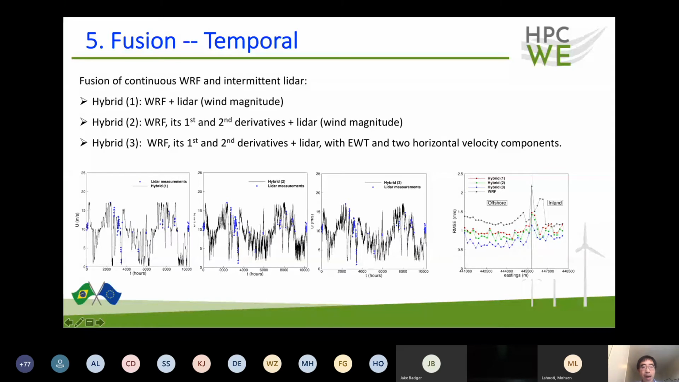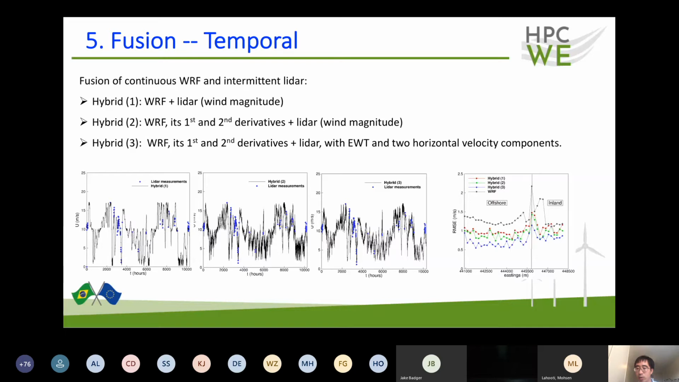And here, if we combine it with WRF, we can obtain a hybrid solution spanning a longer time. So here we didn't actually plot the longer time. We have designed 3 methods. The first one is to just combine WRF and LiDAR, and the second is to add the first and the second order derivatives of the WRF data, and the third one we further consider 2 horizontal velocity components. In the first 2, we only consider 1 velocity component.